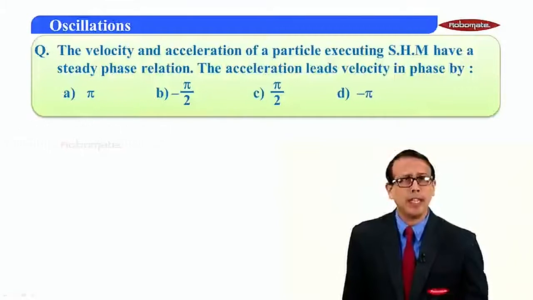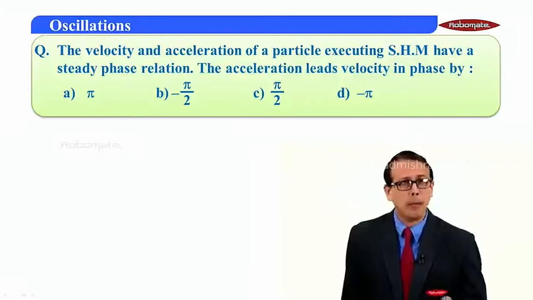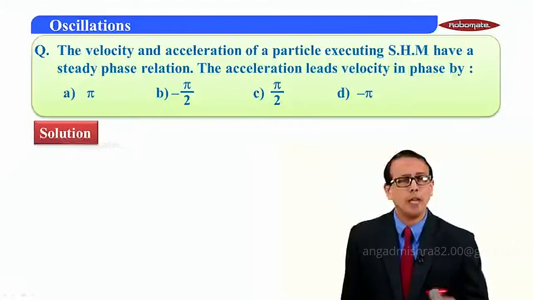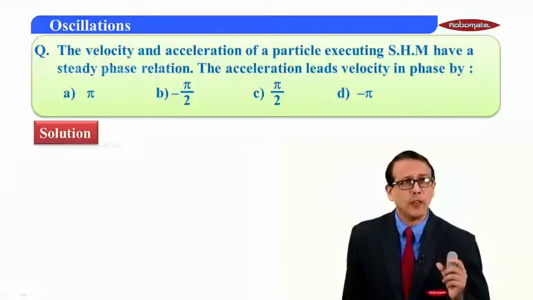The velocity and acceleration of a particle executing SHM have a steady phase relation. The acceleration leads velocity in phase by pi. The options are pi, minus pi by 2, plus pi by 2 and minus pi. Let's start with the solution. We are going to find the phase difference between acceleration and velocity.